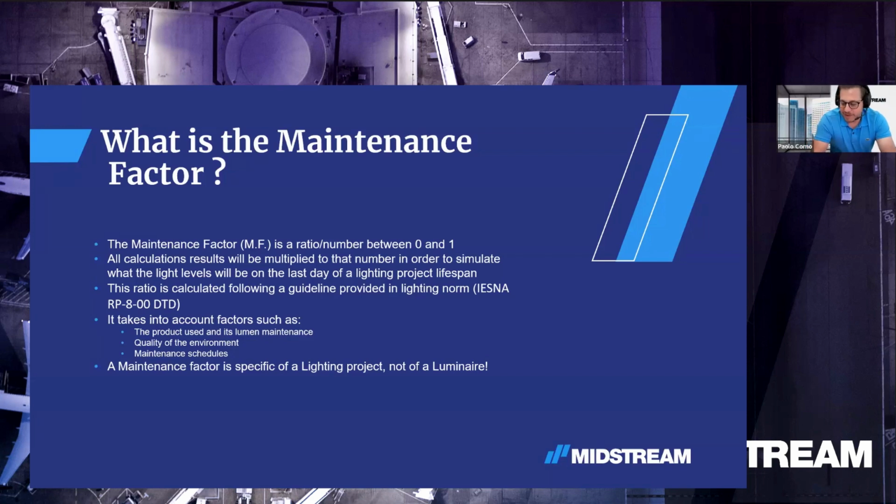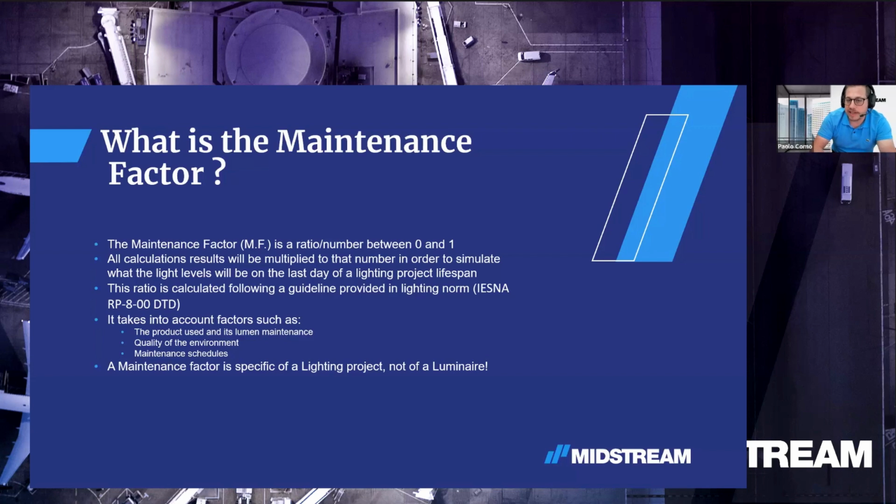Thank you, Natasha. So let's start with understanding exactly what the maintenance factor is. Then we're going to move on to how it's used. Basically, the maintenance factor is a decimal number between 0 and 1, which you will hopefully often find on lighting plans. It is an extremely important number because it's technically the first input that you put when starting a lighting calculation, a lighting design. What this number does when inputted into lighting calculation software is multiply all your results by this decimal number in order to simulate what the light levels would be on the last day of your lighting project lifespan. So it's a sort of reality check, a bridge between the theoretical value and what you actually need to do in real life.